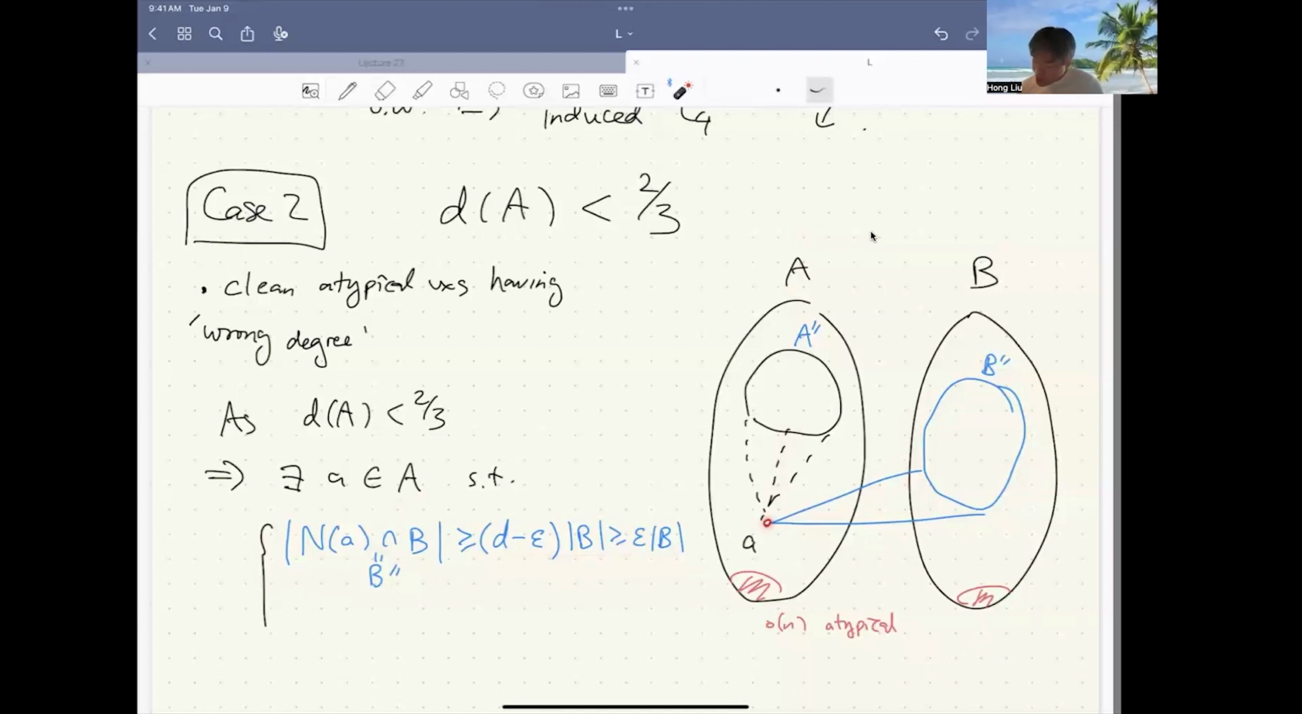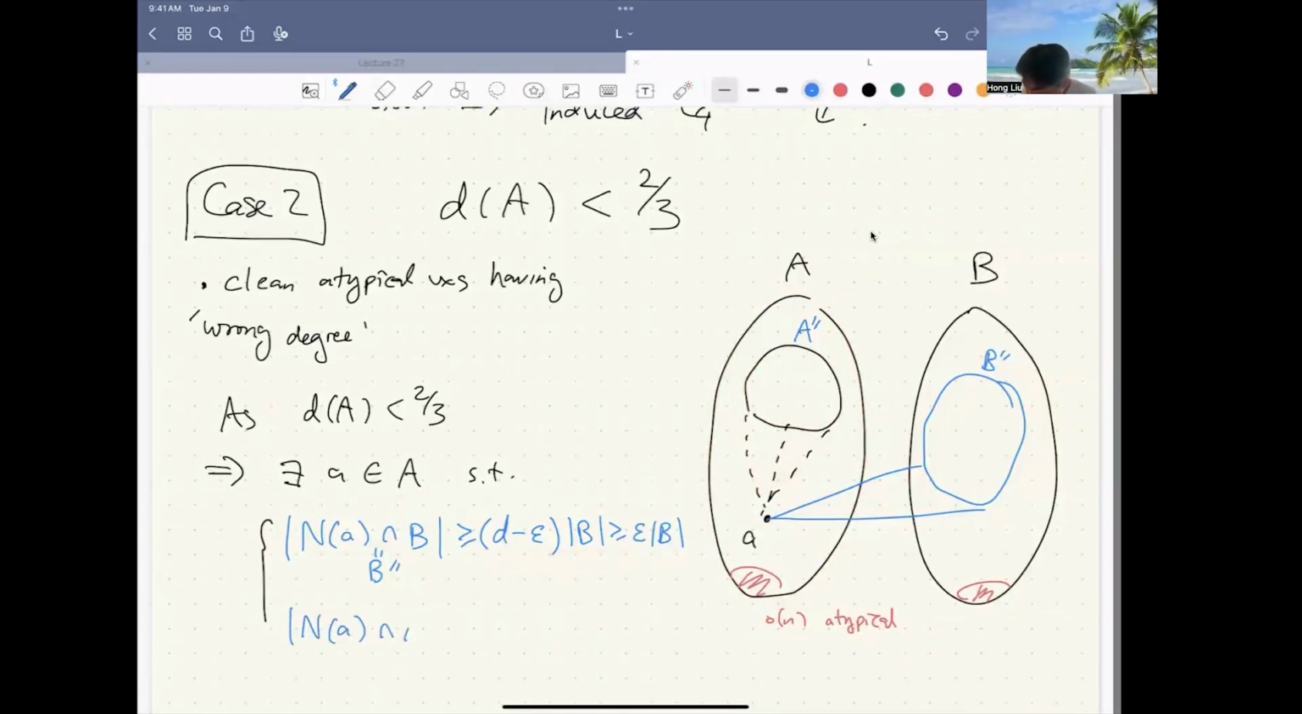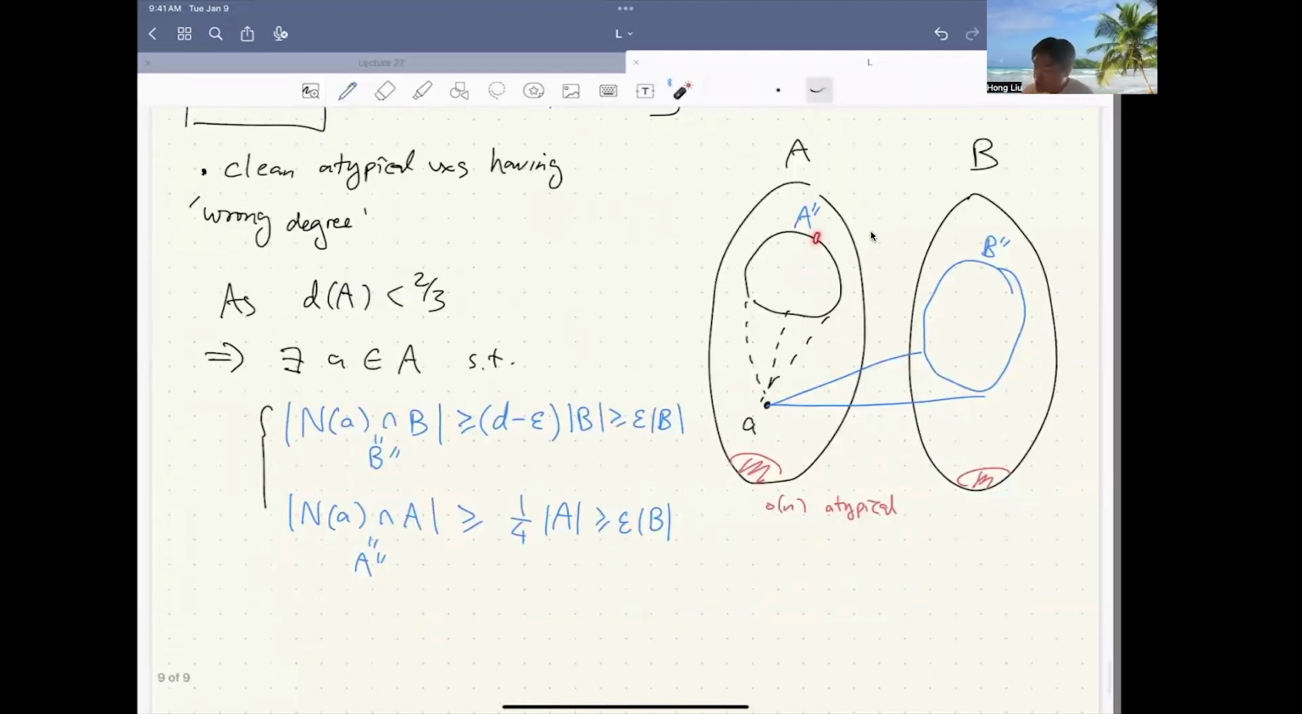And we can also choose a so that since the density of A is strictly less than 1, its non-neighbors in A is linear in the order of A. Let me call it A double prime. So this inside A, let's call it A double prime, is at least, so this is 1/3, right? So 0.66, so let's say 1/4 of A, which is again bigger than epsilon B. What do I know then? Both of these are bigger than epsilon B.